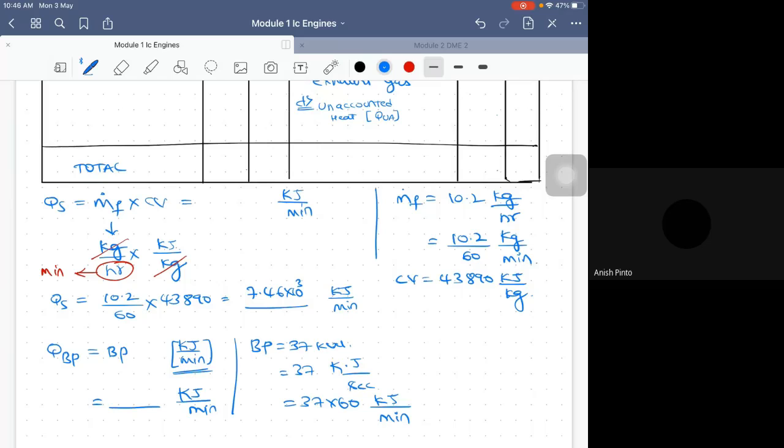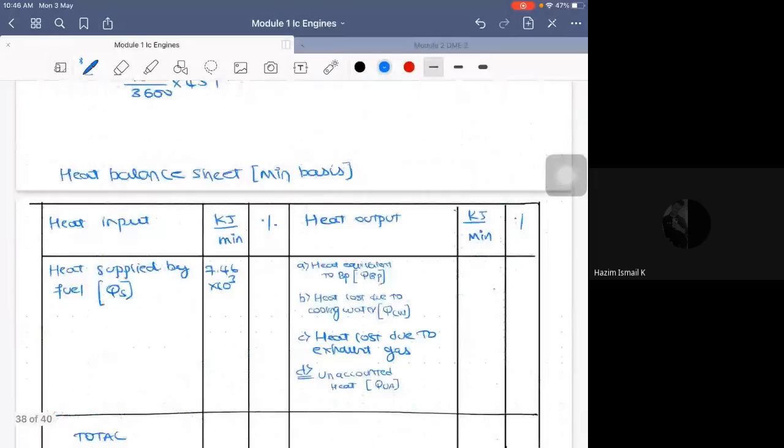3, 6, 7, 42, 2.22 into 10 to the power of 3. Okay, 2.2 into 10 to the power of 3. I would take that value and write here 2.2 into 10 to the power of 3.